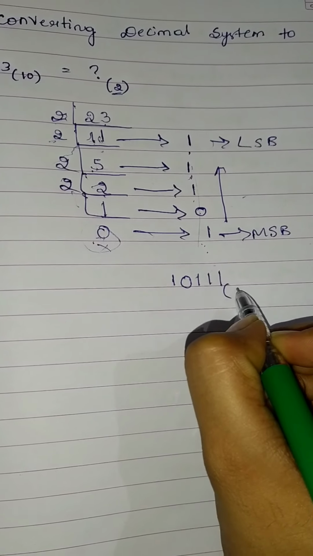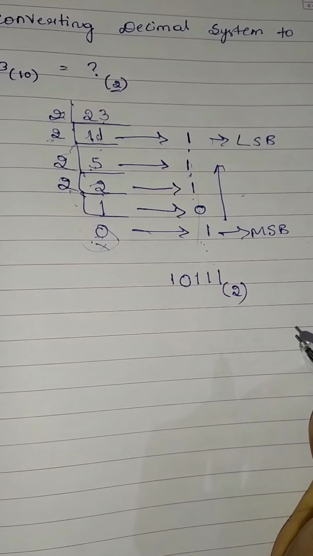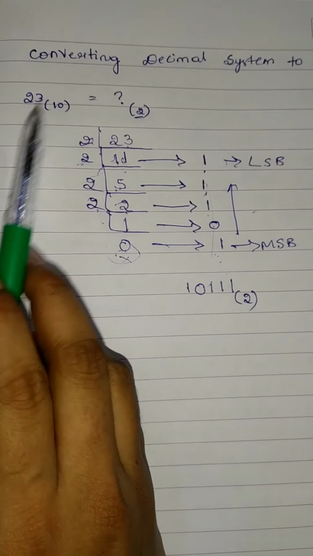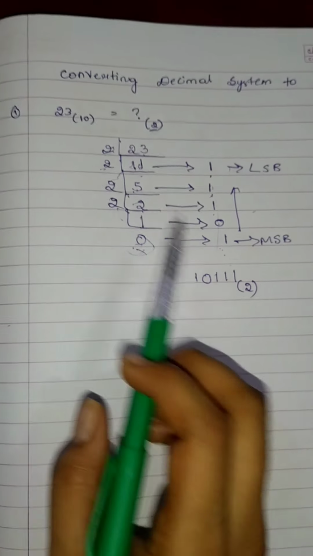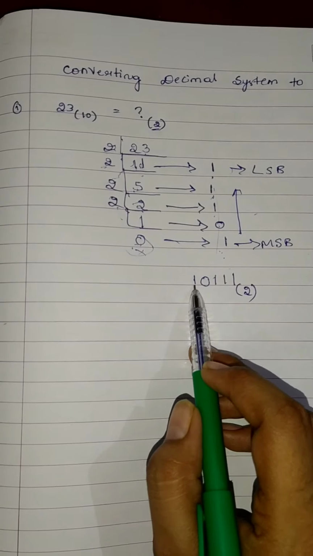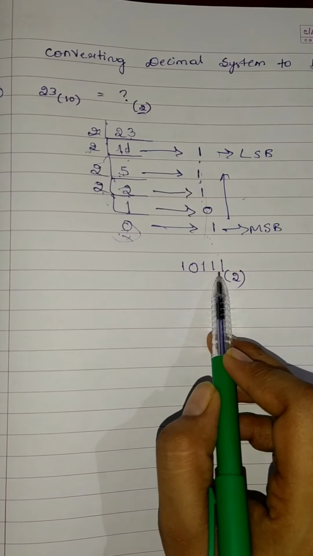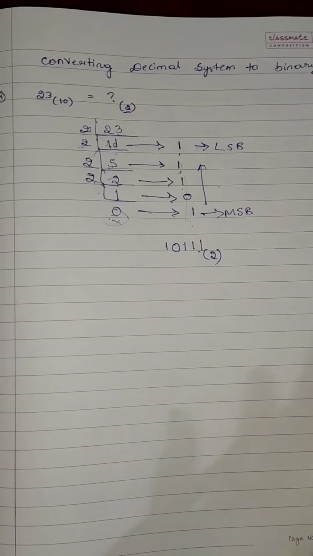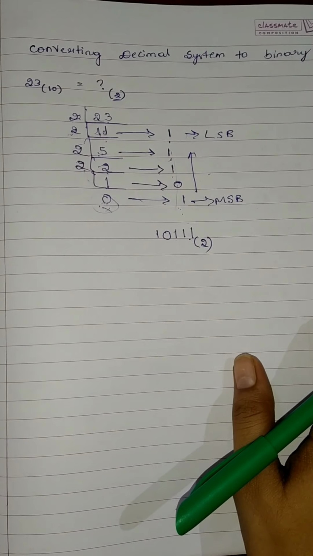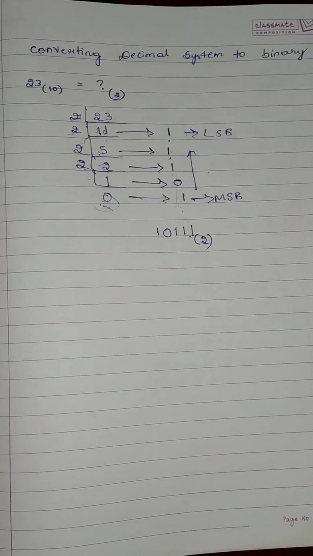What is the base value? 2. So the decimal equivalent in binary is 1 0 1 1. So this is how we have to convert the decimal number system into the binary number system.